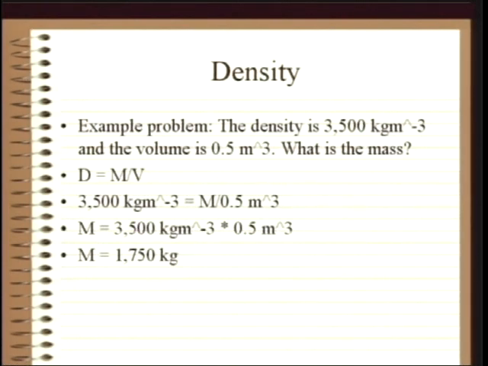When that is done, we get a value of 1,750 kilograms. Notice that the meters cubed cancel out because there's a meter cubed in the numerator and the denominator. They cancel out. So we're left with just the kilograms for our mass.